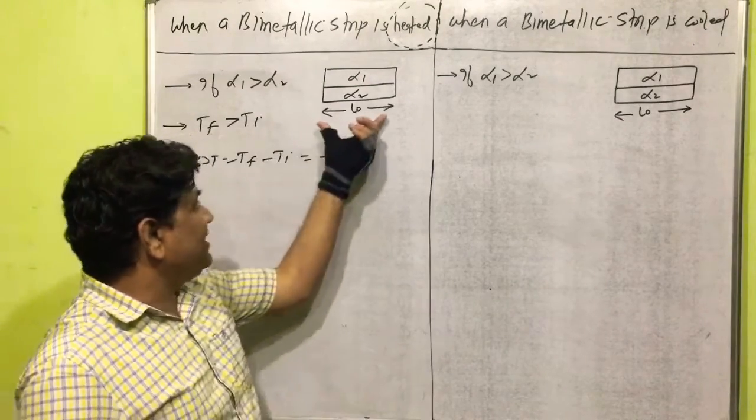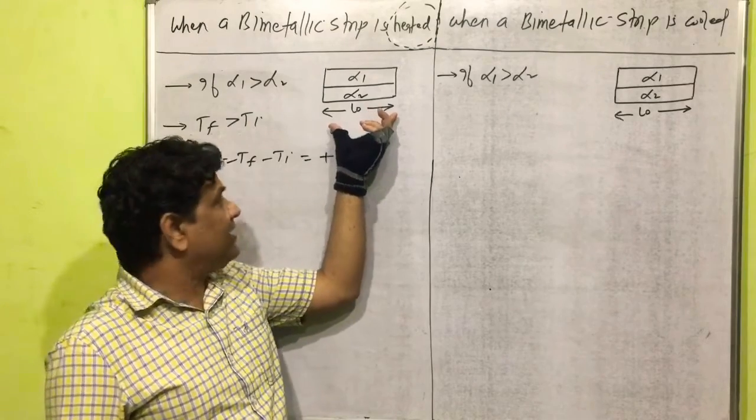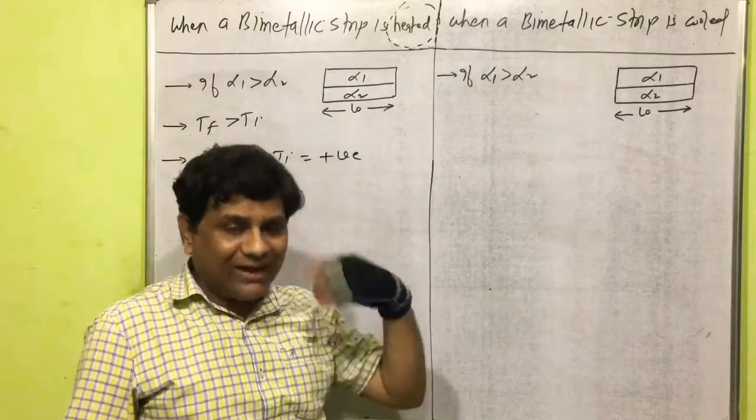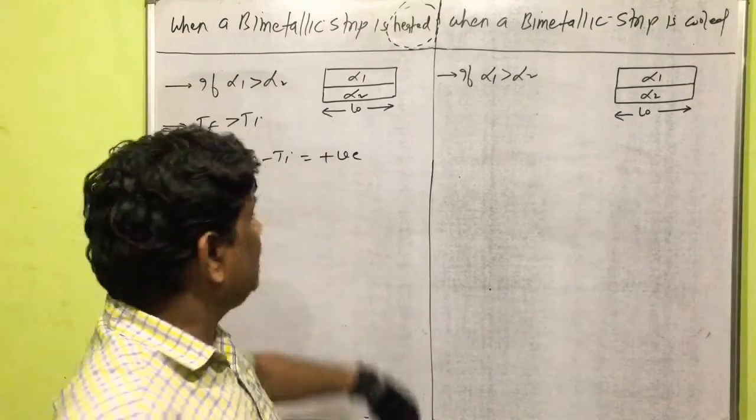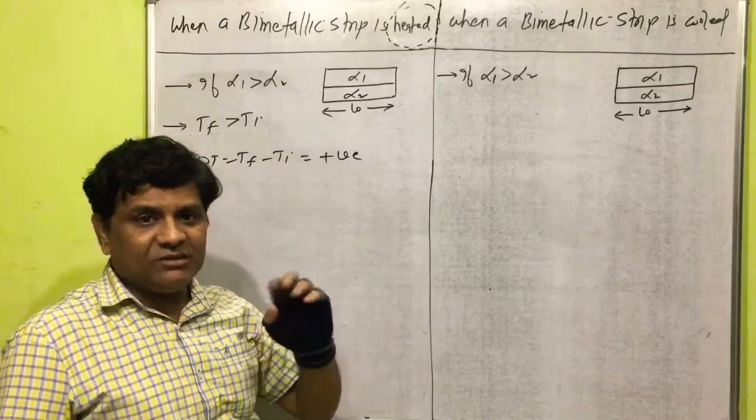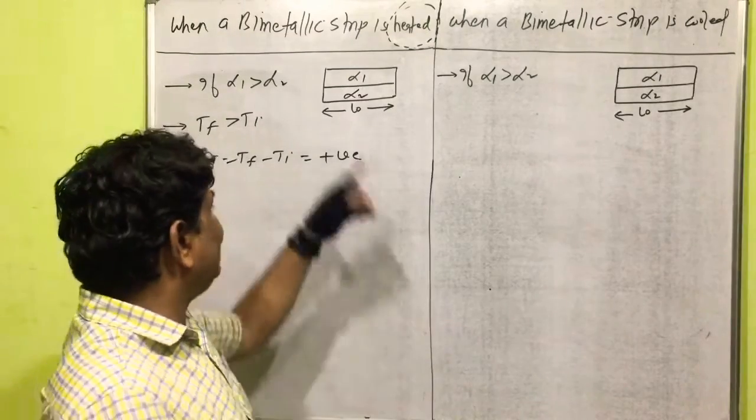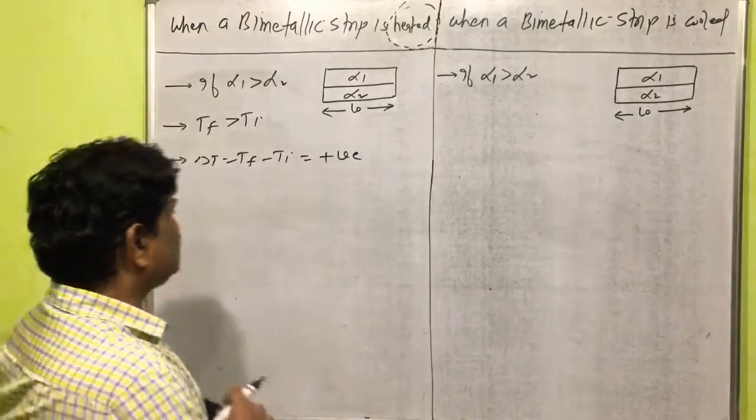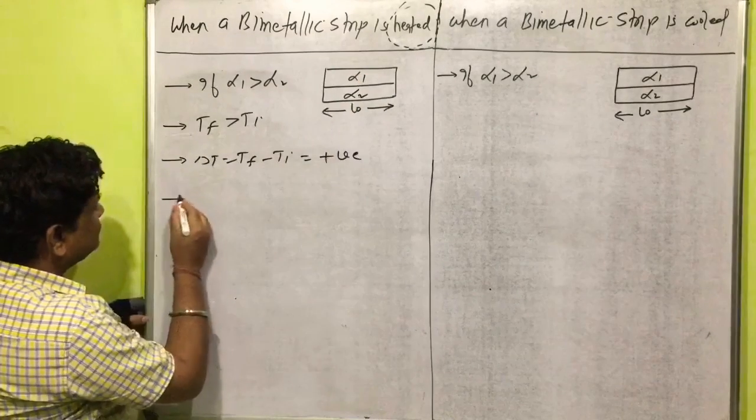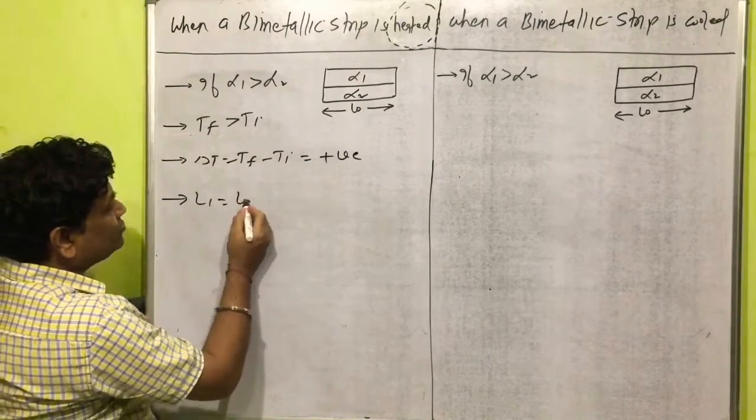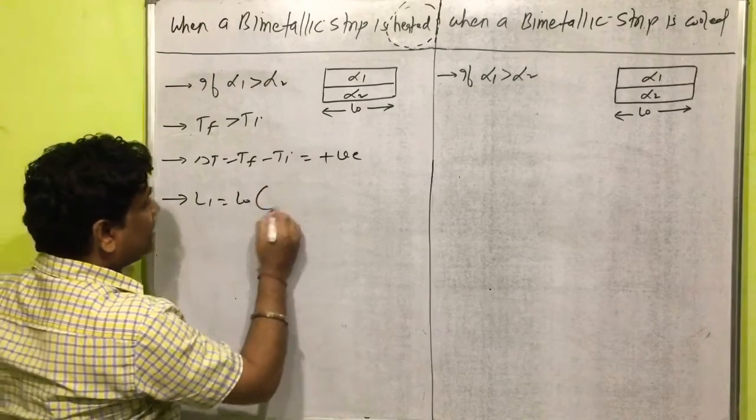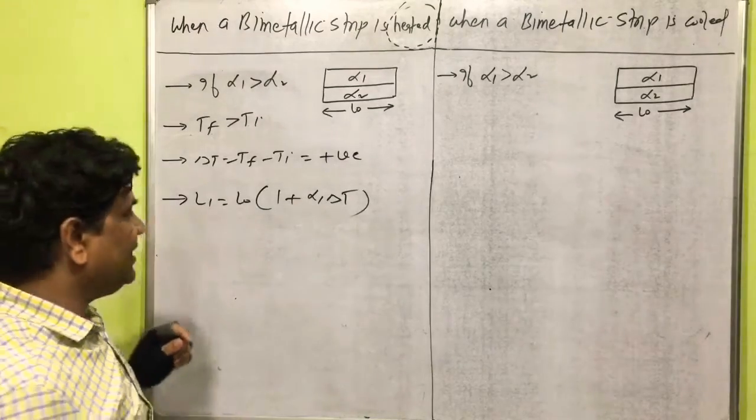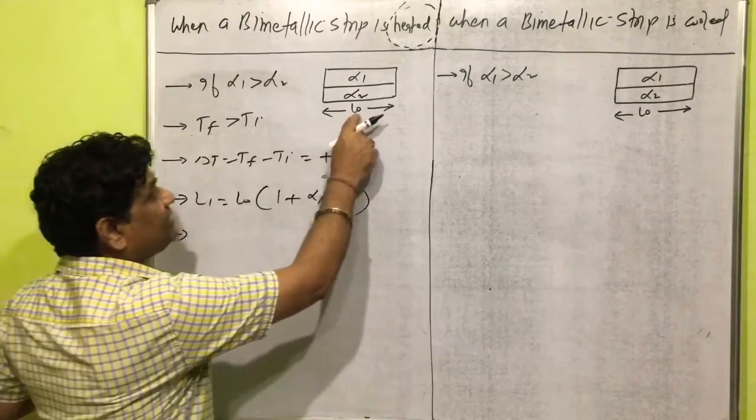Now initially the bimetallic strip is straight, its length is L naught. Now when the bimetallic strip is heated, the final length of the upper strip is supposed to be L1. The final length of the lower strip is supposed to be L2. So the final length of the upper strip is L1 equals initial length L naught into 1 plus alpha 1 into delta T. What is the final length of the lower strip?